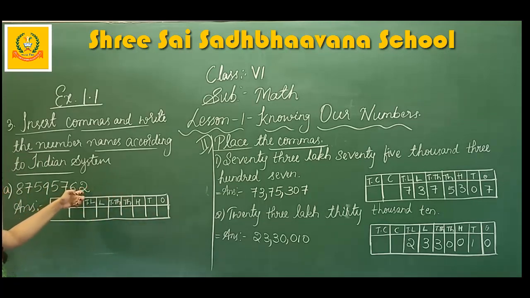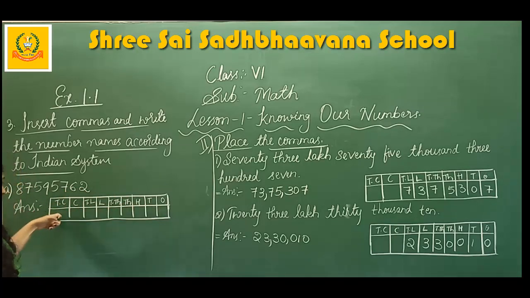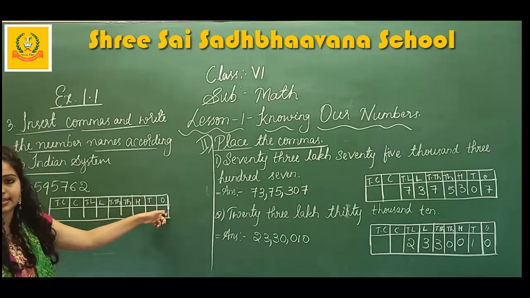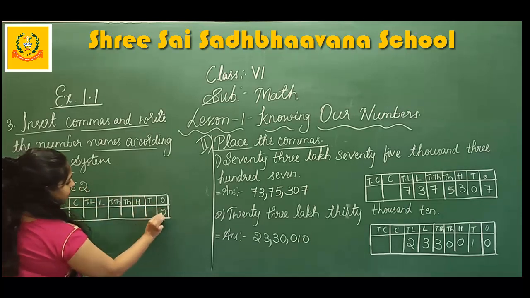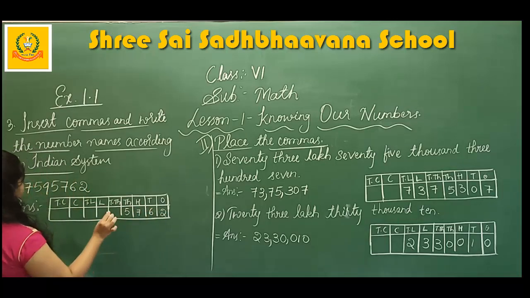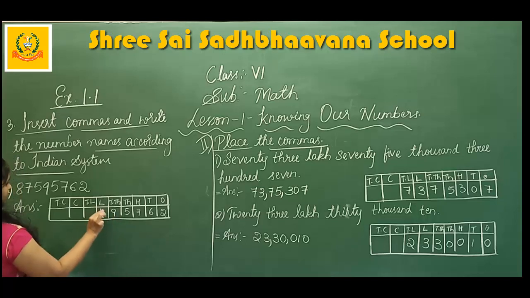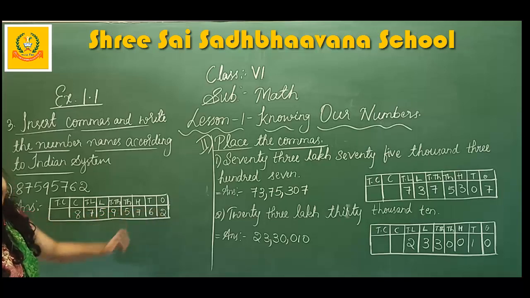So I will go with the last digit. Last digit will come under ones place. Okay. You should not start it from here. Where you have to start? You have to start the last digit from the last side, that is from the ones place. Okay. Last here, 2, 6, 7, 5, 9, 5, 7, 8. How many digits? 1, 2, 3, 4, 5, 6, 7, 8.